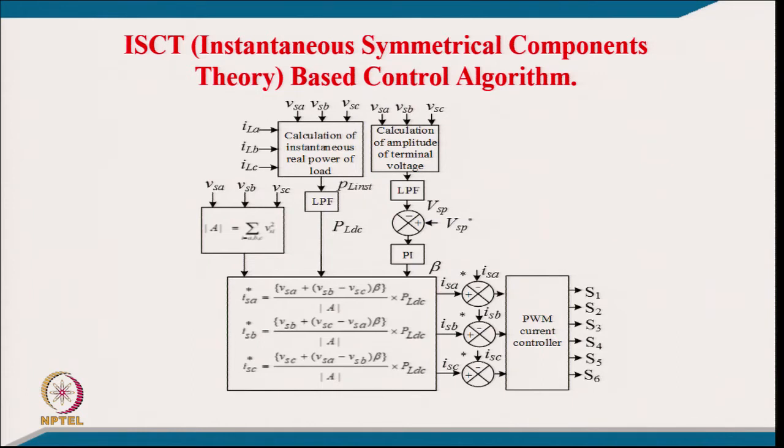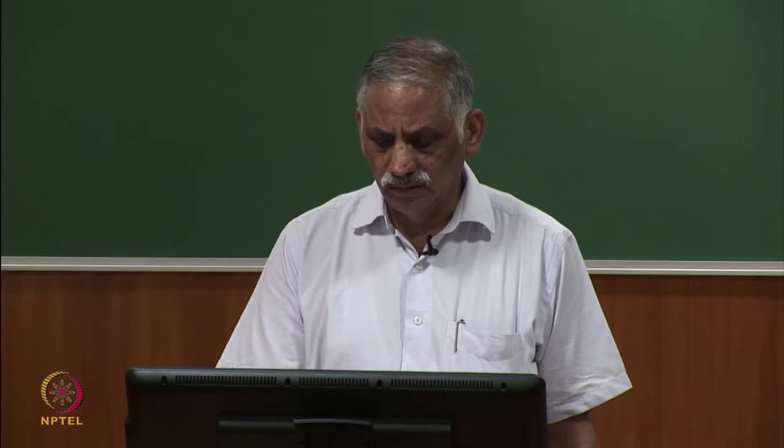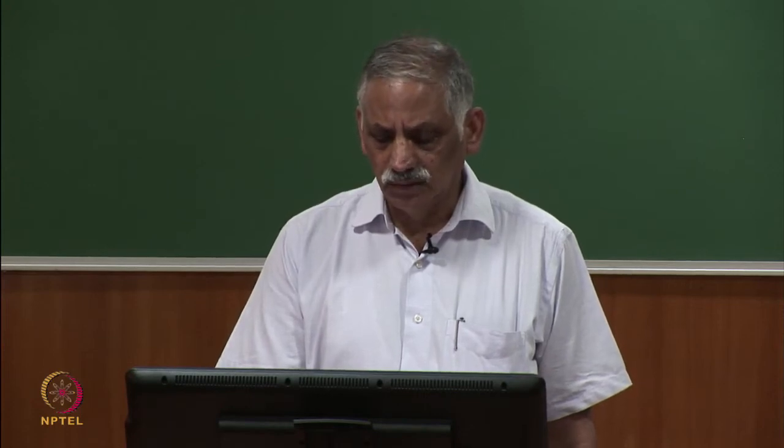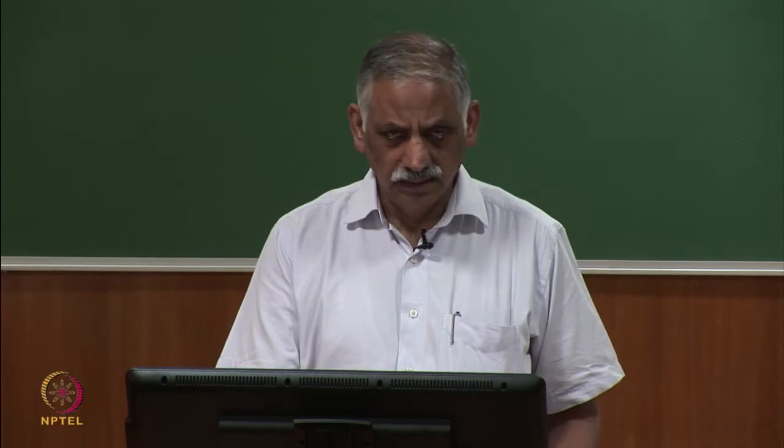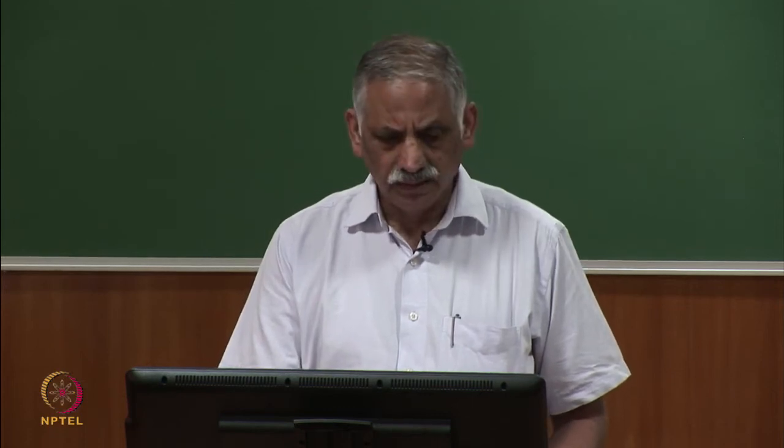This current error we feed to the PWM current controller, which we discussed. Either you can use the hysteresis current controller, or the on-off controller, or even a PI controller comparing with the carrier wave, to get the switching signal for the voltage source converter, which is used as a DStatCom in the case of a 3-phase 3-wire system.